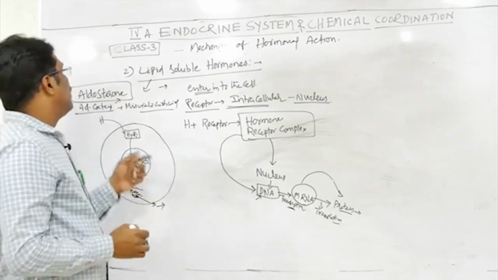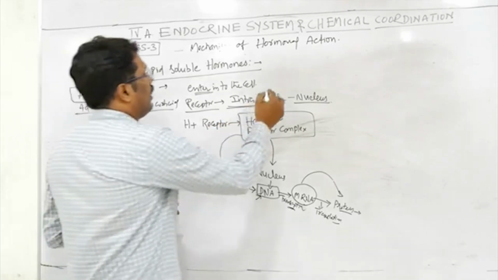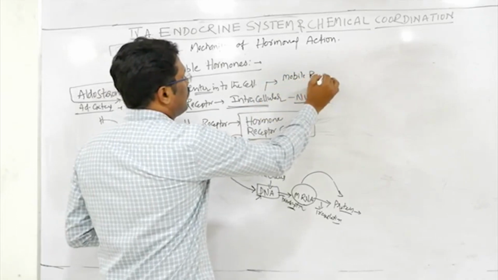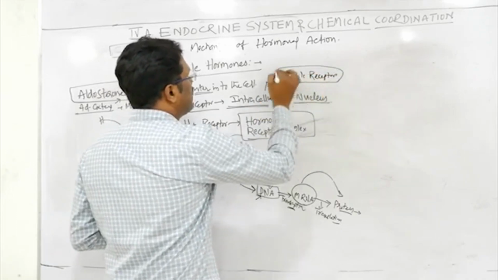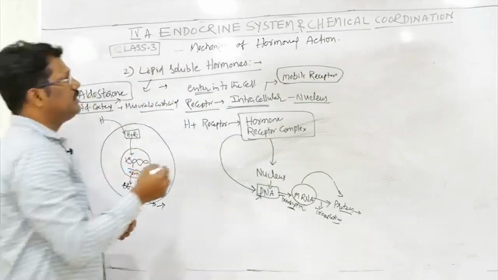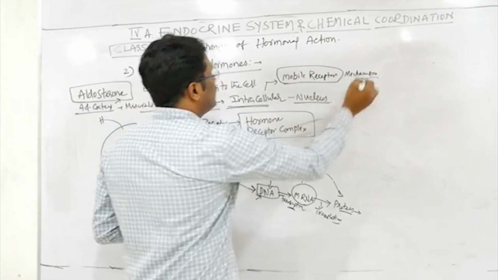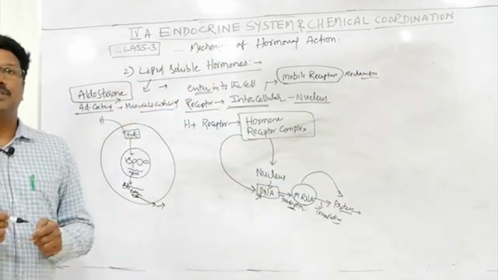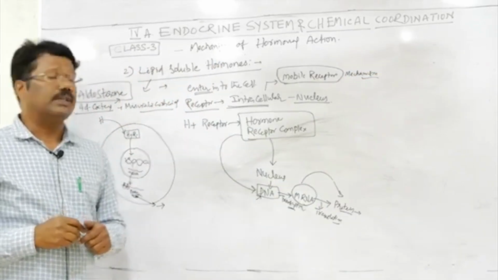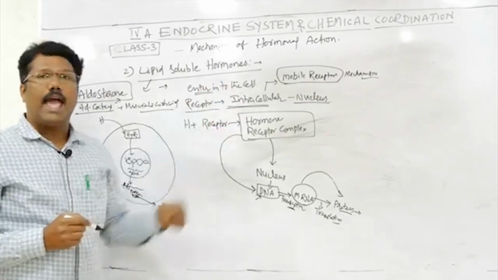So this is how the lipid soluble hormone works, and these receptors are called mobile receptors because they are inside the cell and they can move into the nucleus also. So this is called the mobile receptor mechanism. So these are the two ways in which hormones, one the water soluble hormones and second the lipid soluble hormones, have their hormonal action.